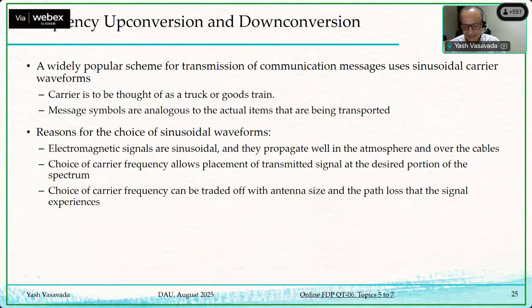The other thing that is beneficial of this type of transmission is that it allows us to do what is known as frequency division multiplex. We can place the signal at the desired portion in the spectrum. We will quickly see that in the next slides.